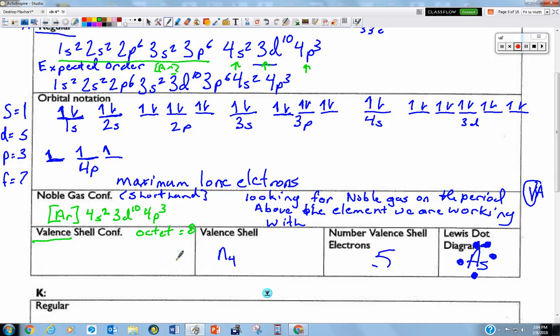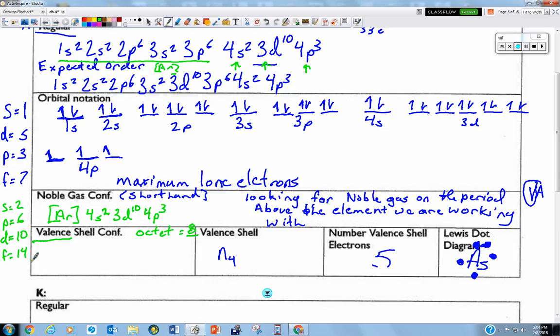Octet means that the maximum number of electrons that a valence shell can have is 8. So if we consider the orbitals, in S we can have 2 electrons, in P we can have 6, in D we can have a maximum of 10, and in F we can have a maximum of 14.